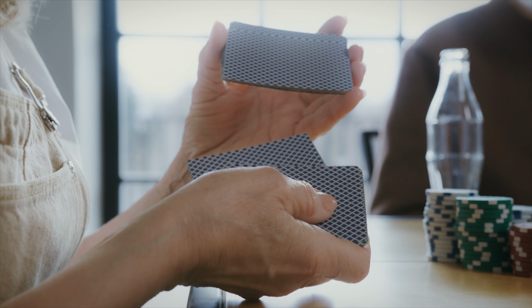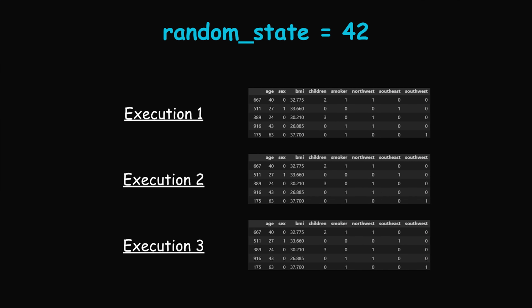Think of it as setting a fixed pattern for shuffling. If you set random state 42, every time you run the code, it will split the data the same way. This helps when you are debugging or sharing your code. You and others will get the exact same split.